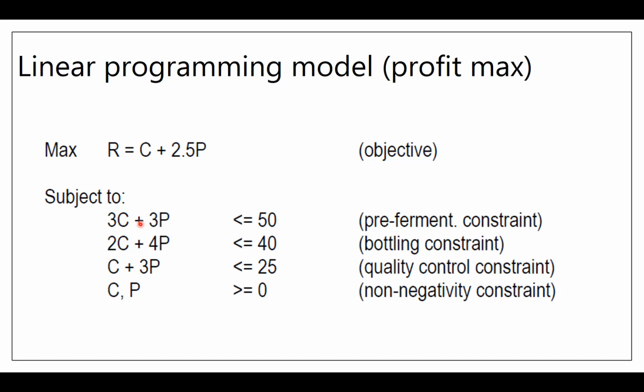If these are the usage rates on this side, and these are the limits on this side, well, we can get some good information. They both face the same total limit. Here, it doesn't matter how you think about this problem, 50 is the grand total, and 40 is the grand total here. But every unit of C and P will use up this pre-fermentation time at the same rate, because they have the same coefficient of 3. But in the second constraint, we see that bottling time is only used up half as much by the cheap brew as by the premium brew.